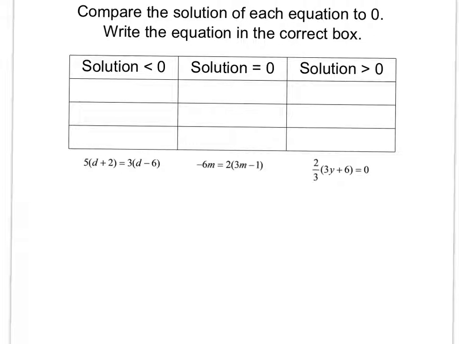So let's talk through the solutions of these equations that we looked at in class today. This first one has a variable on both sides. Remember to always find that equal sign. And this one has distributive property.